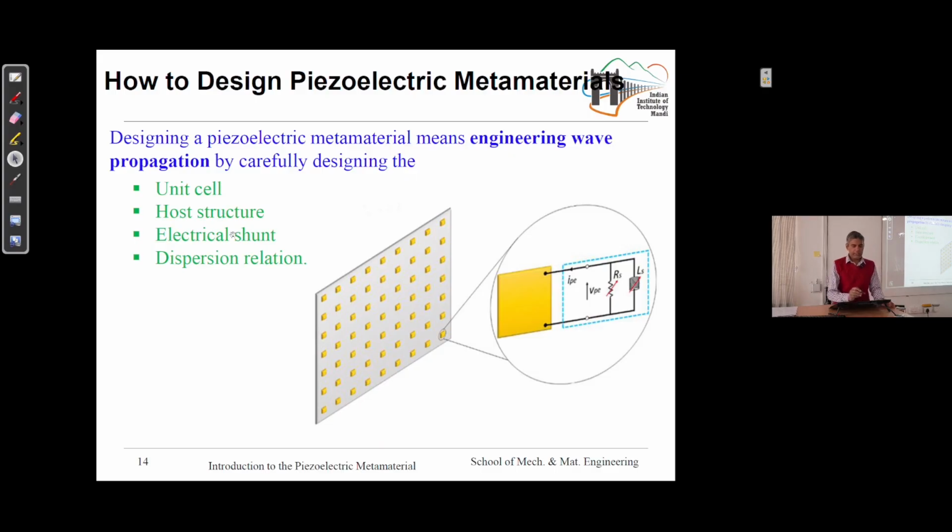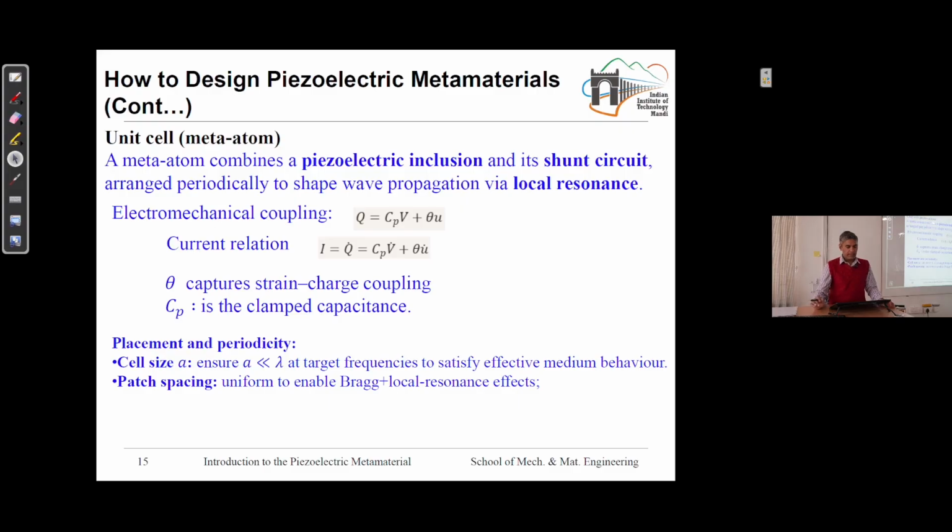Basically, unit cell means designing this patch, right? Of course the shape, whether it should be, say, square, it may have a triangular shape, or even as you wish. So basically, when we say piezoelectric metamaterials, they also have this electromechanical coupling. So we have this charge.